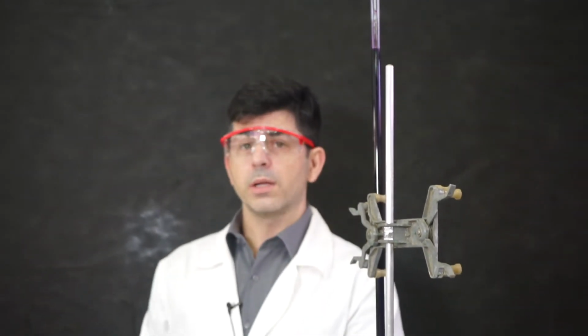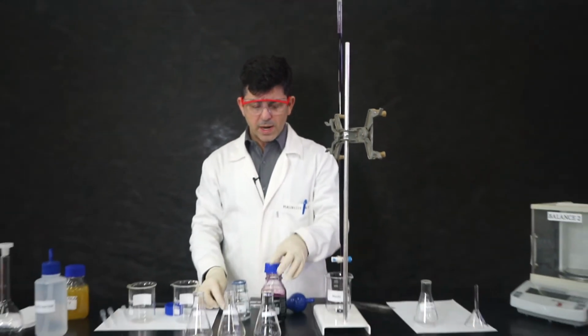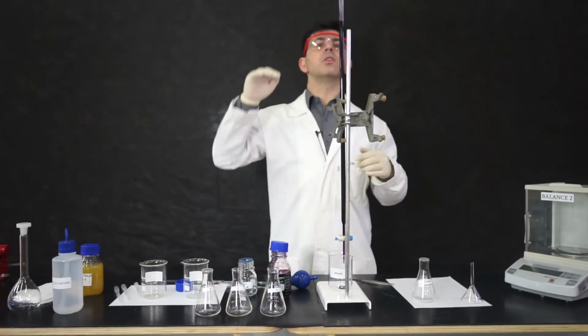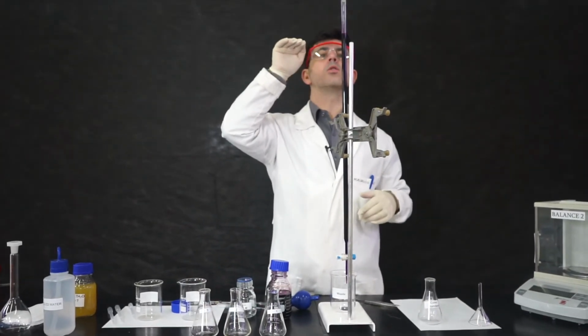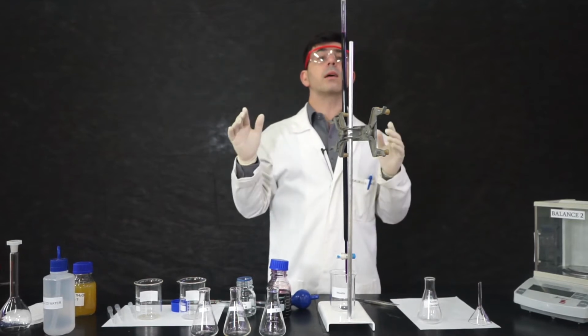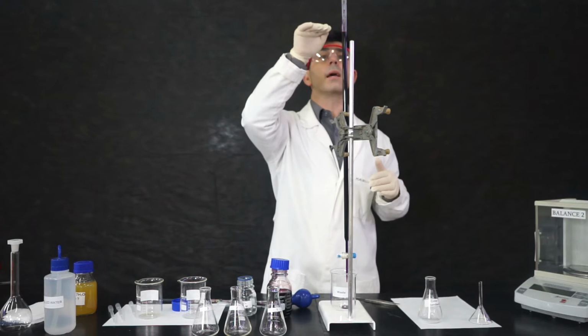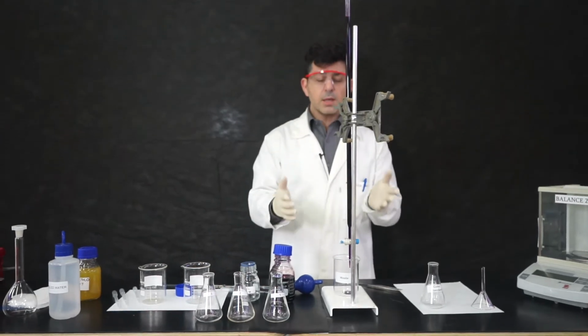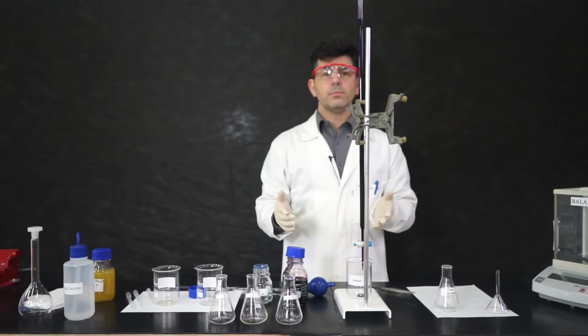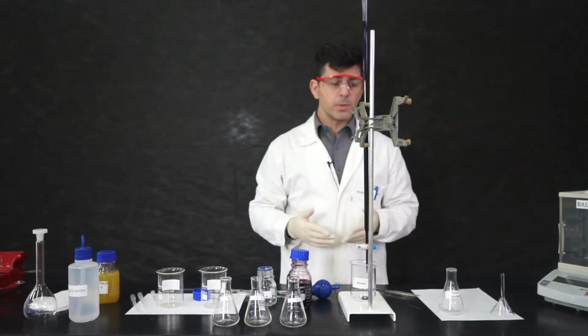I don't know if you noticed, but I kind of lowered myself in order to see it horizontally, because when we do this, we don't have the parallax error of looking at an angle. We should always be looking like this. Okay? So this is our burette with potassium permanganate.